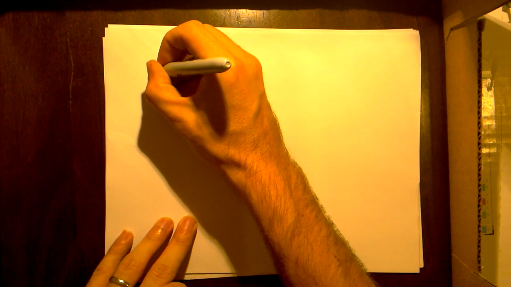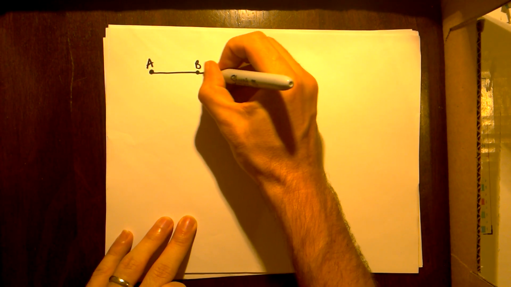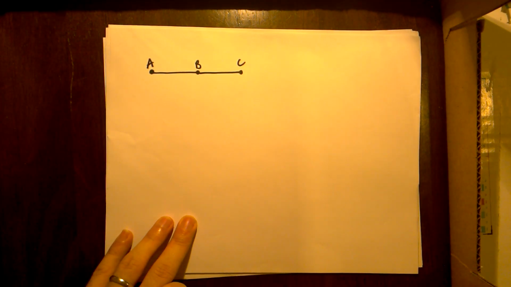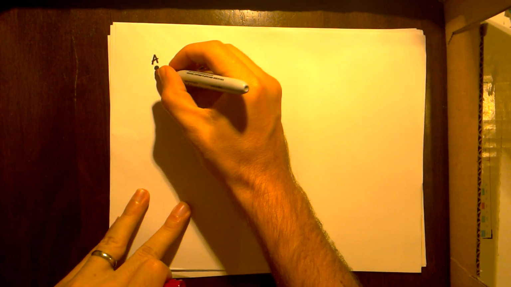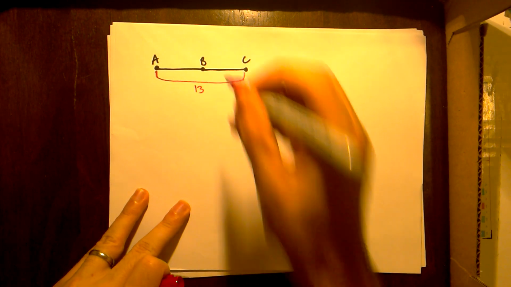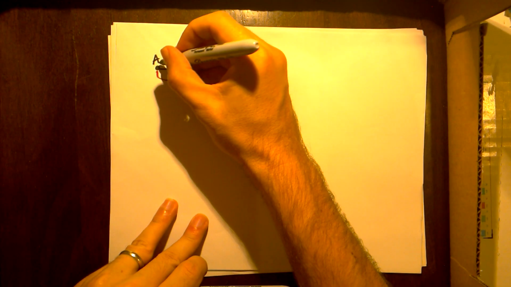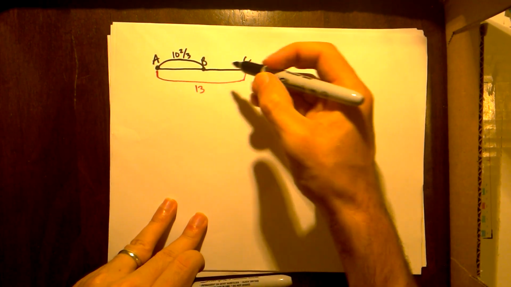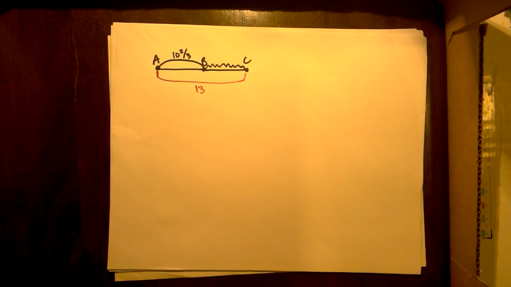All right, so I'm picturing the train here, Atherton. Then it goes to Belmont, and then it goes to Carsons. It says that Atherton to Carsons is 13. So I'm going to draw 13. And it says that Atherton to Belmont is 10 2/3. That means this distance right here, I'm making my squiggly line, that distance right there has to add to 10 2/3 to equal 13.